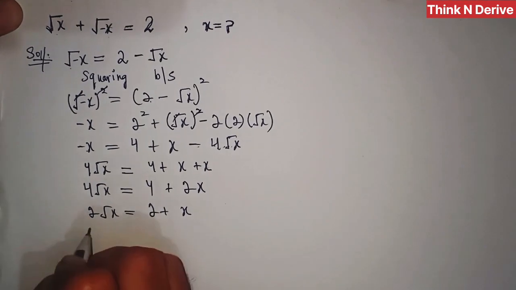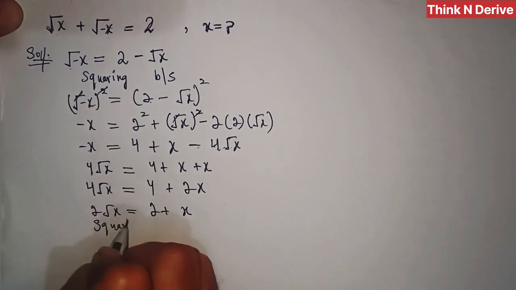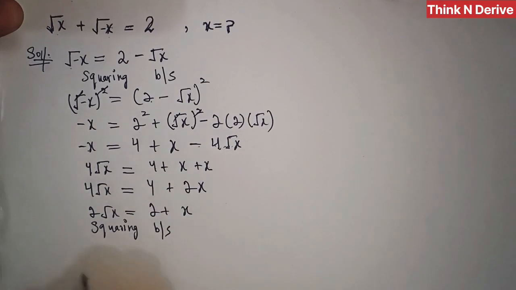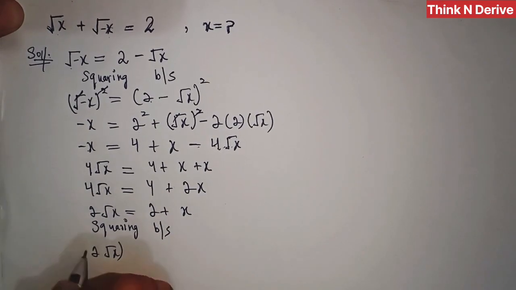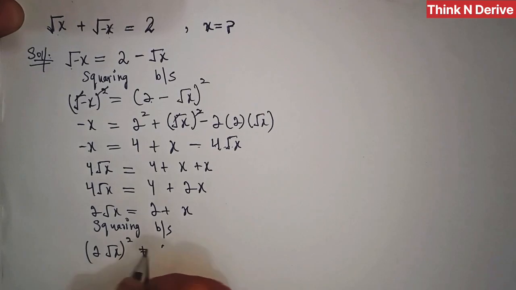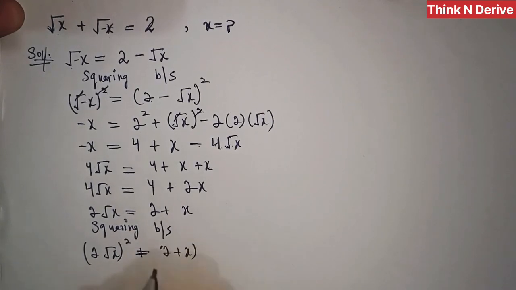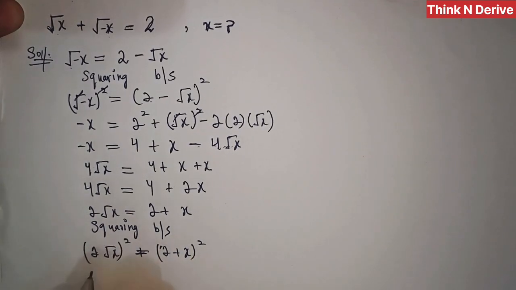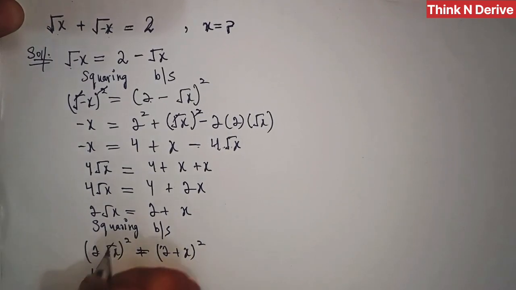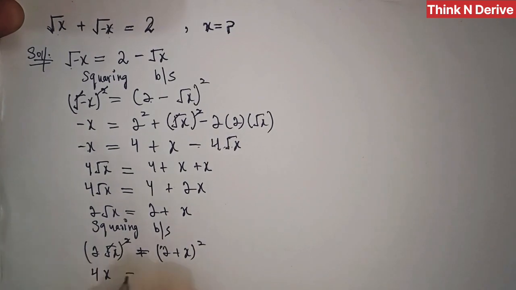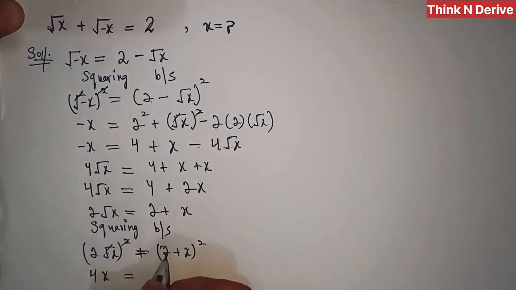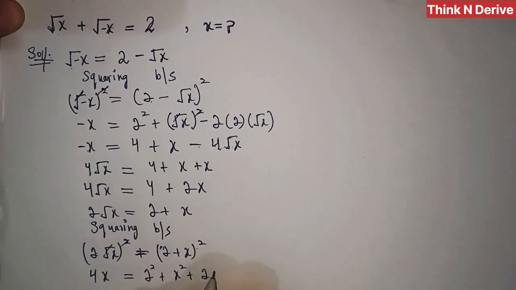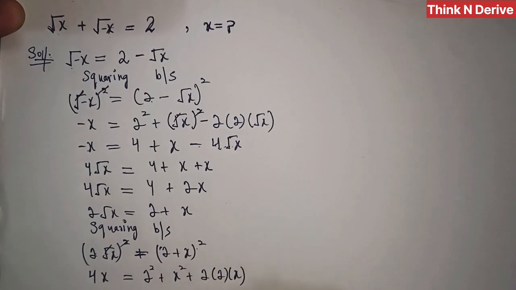And now we'll again square both sides. So (2√x)² equal to (2 + x)². So this is 2², that is 4, and (√x)², this root and square will cancel out, this will become x. And this again is an identity or formula, (2 + x)², that is (a + b)². So we can write a², that is 2², plus b², that is x², plus 2ab, 2 into x.